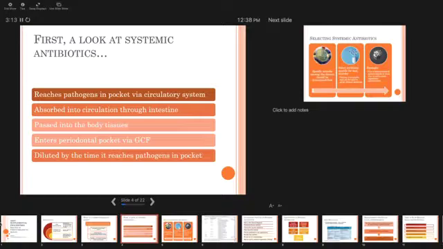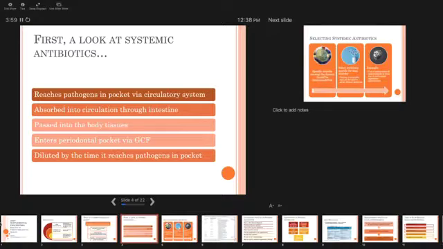So before we dive into those local antimicrobials like Arrestin, we're going to talk about some systemic antibiotics. In general, systemic antibiotics reach pathogens in the pocket, if we're talking about periodontal disease, through the circulatory system, right? So you take these medications orally and they reach the periodontal pocket or the sulcus through the circulatory system. So they have to pass through everything. They are absorbed into circulation through your intestine, and then they're passed into the body tissues. And they enter the periodontal pocket through the crevicular fluid.